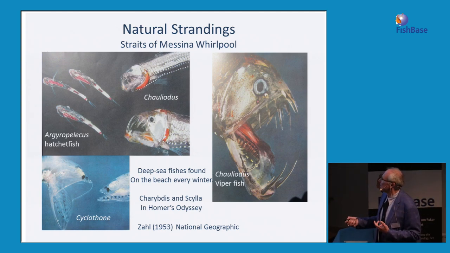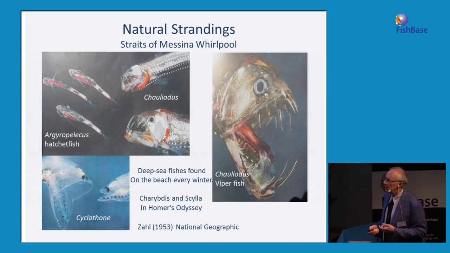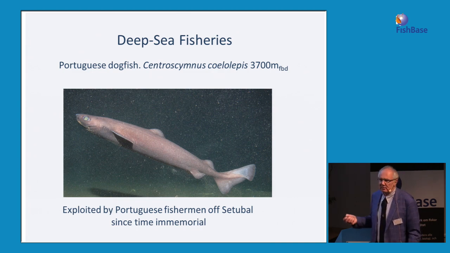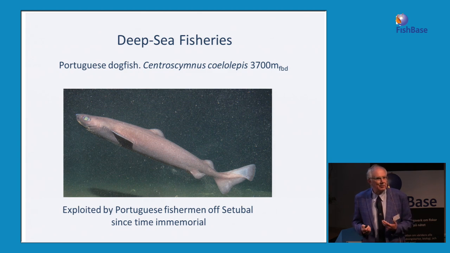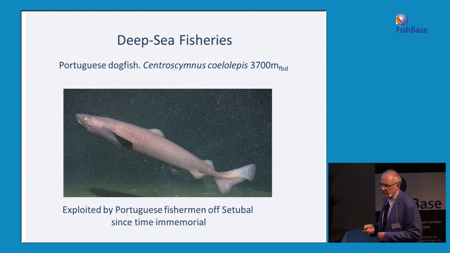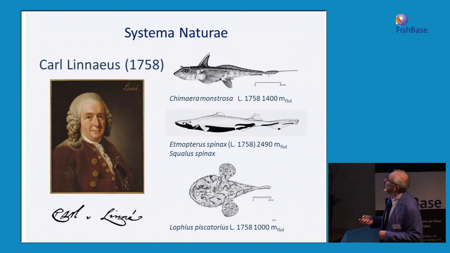These are pictures from Zaal in the National Geographic. Also, when scientists started finding deep sea fish, they were very surprised when they visited Lisbon, that just south of Lisbon at Setúbal, there were fishermen pulling up deep sea fishes and seemed to have been doing that for hundreds of years. This is the Portuguese dogfish, which is in fact the deepest living shark known on the planet. And the scientists were rather humiliated to find that a Portuguese fisherman already knew about this fish.